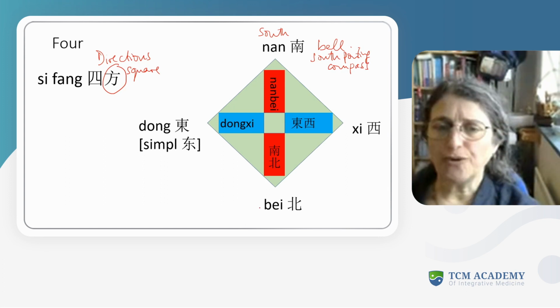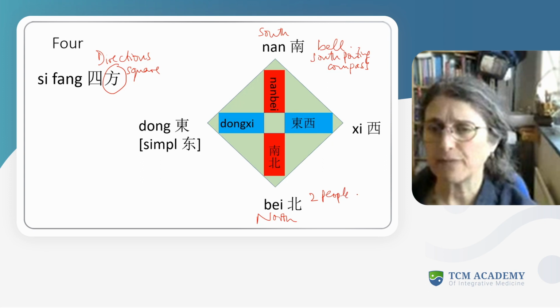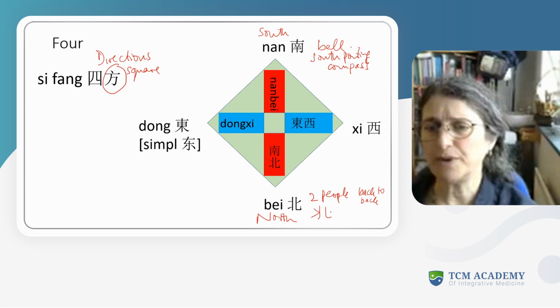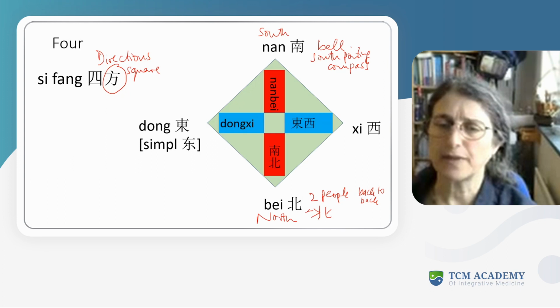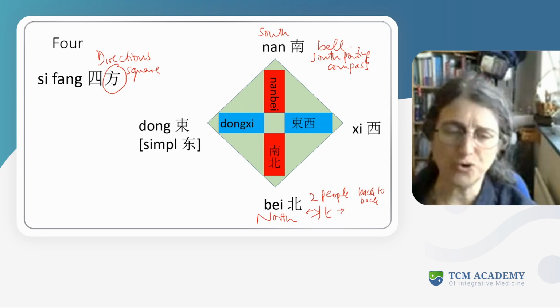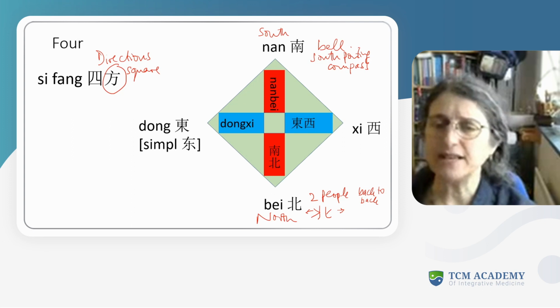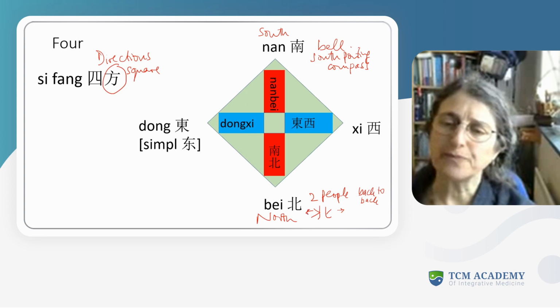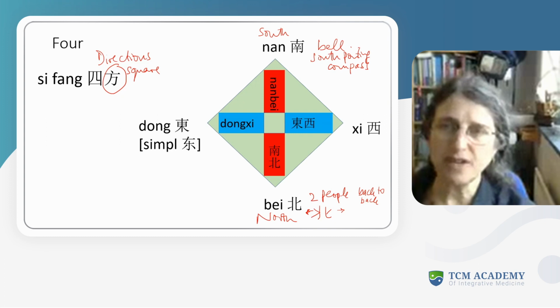And this is the north. And this character represents two people back to back. So there's one person facing this way, and there's one person facing that way. Back to back. And of course, your backs relate to the north. They relate to the cold, that kind of stuff.